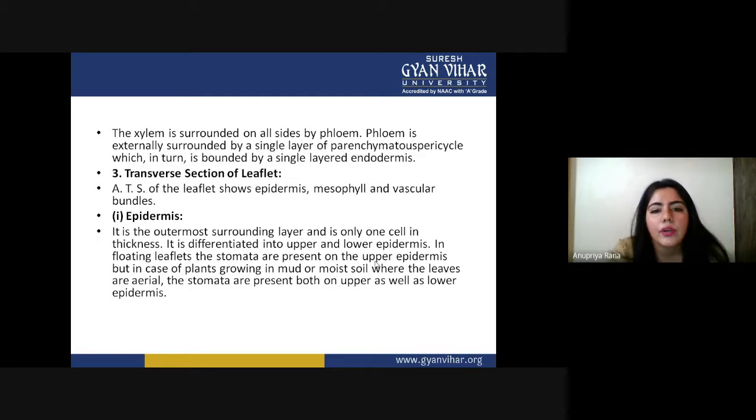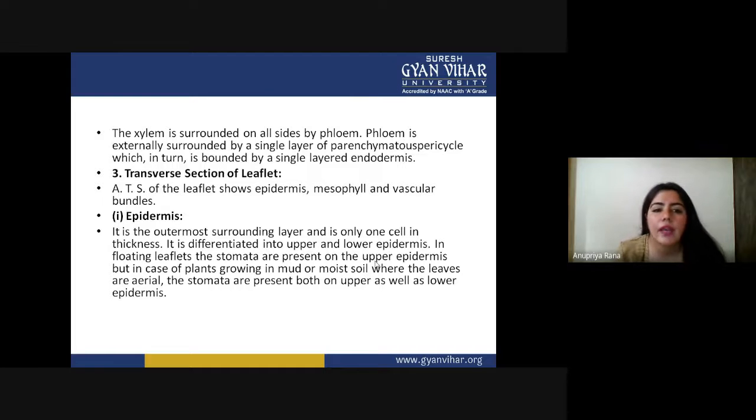The xylem is surrounded on all sides by phloem. Phloem is externally surrounded by a single layer of parenchymatous pericycle, which in turn is bounded by a single layer of endodermis. So having the centrally placed xylem, after xylem we have phloem. After phloem, we have the pericycle, and the pericycle will be bounded by the endodermis. So this is the layer formation that can be seen inside the petiole.